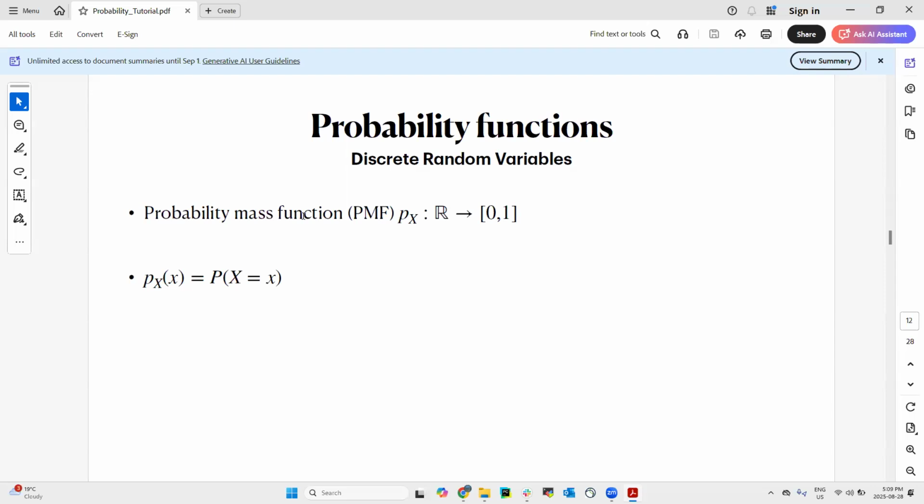But that probability should satisfy all those axioms that we talked about. They should be between 0 and 1, and they should sum to 1 if you add them all together. And by doing this, we can define things like this.